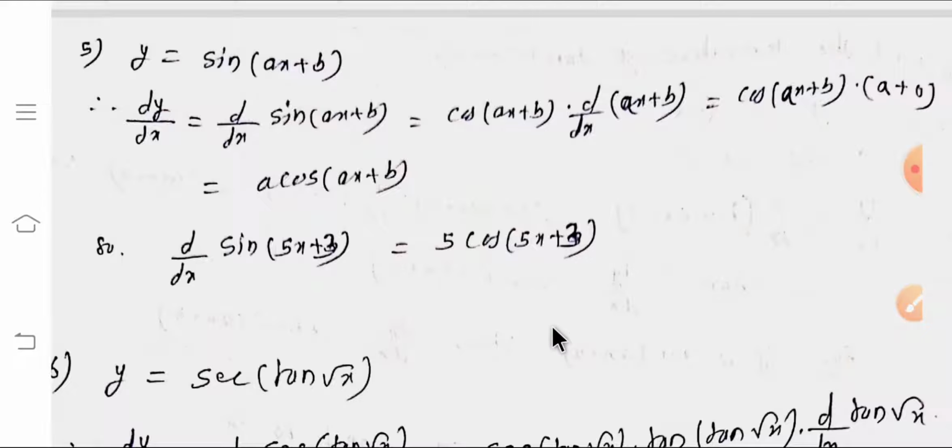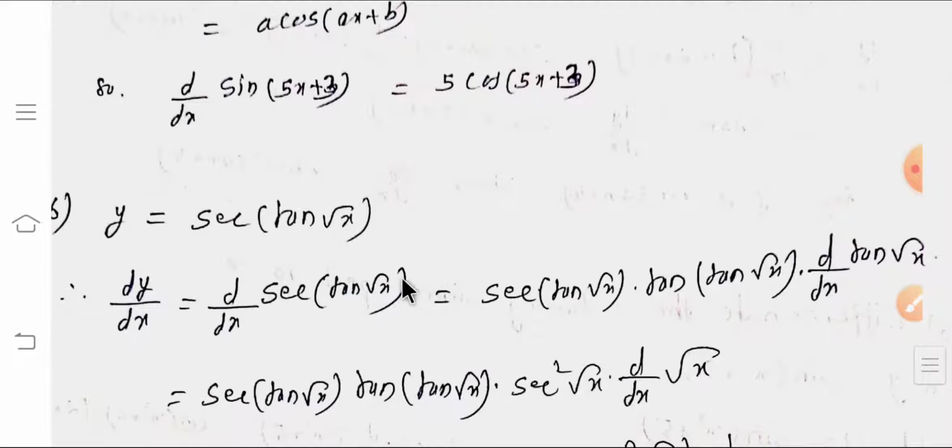So next example is if y equal to sec of tan root x, then find dy by dx. So differentiating the given function with respect to x, we have dy by dx equal to derivative of sec of tan root x.